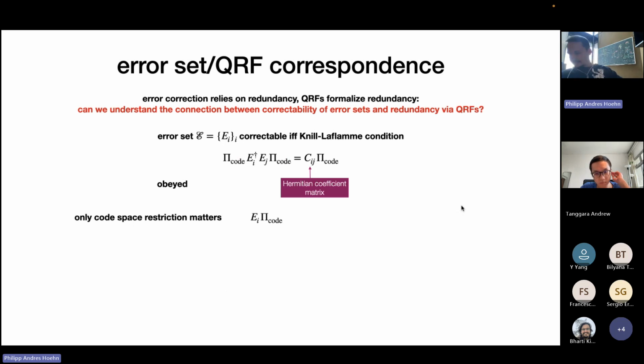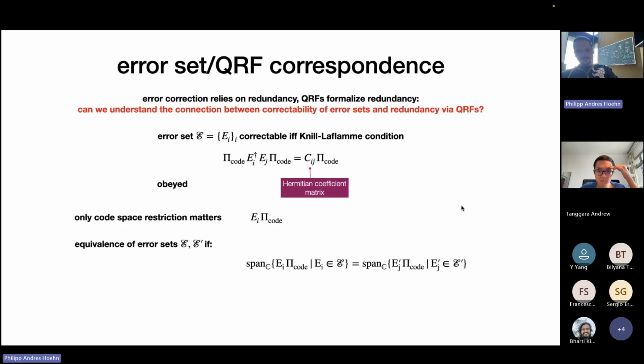Now, what is also clear is that when we look at errors, really what matters is the code space restriction, so E_i times pi code. And that's what matters for this here. But more generally, we only care about what errors do to code words, not what they do to corrupted code words. And so we're going to focus on this, and we want to focus really just on correctable error sets.